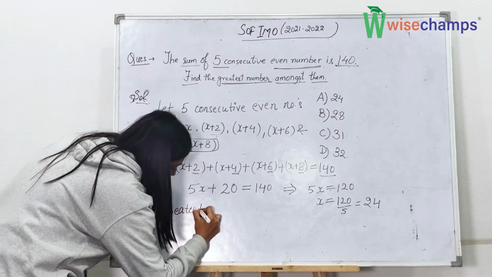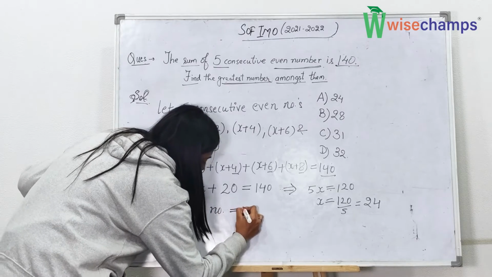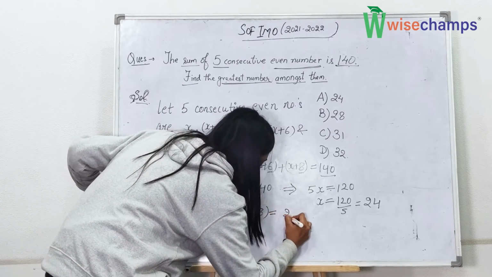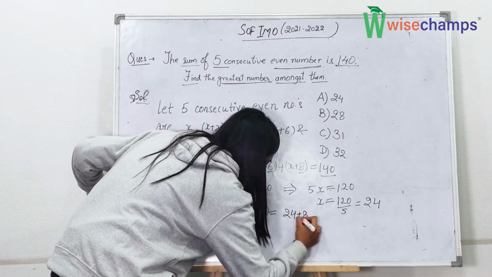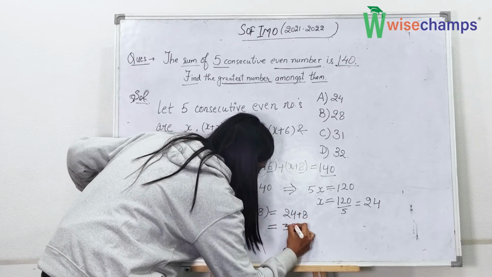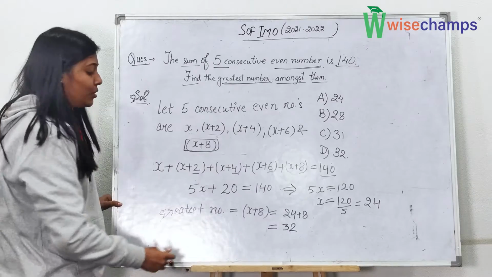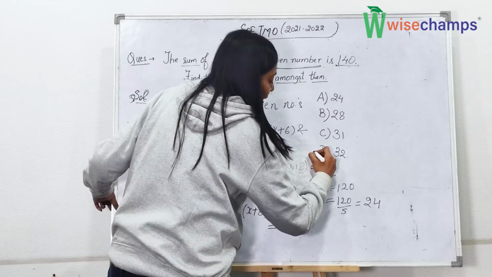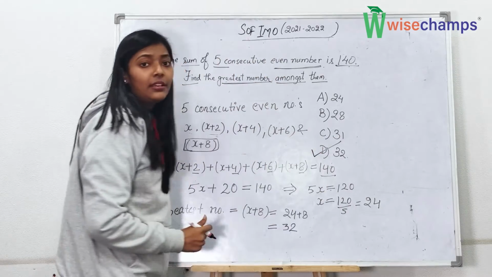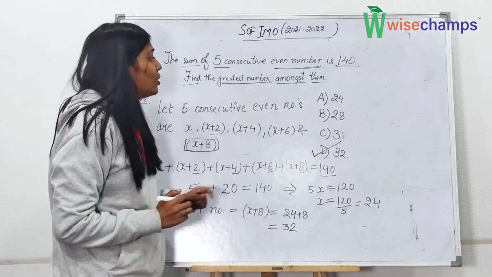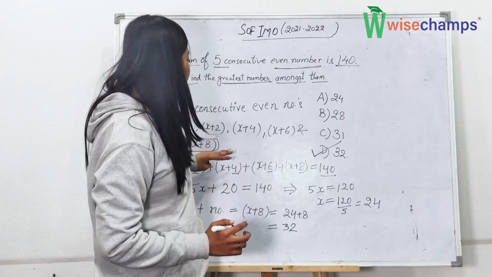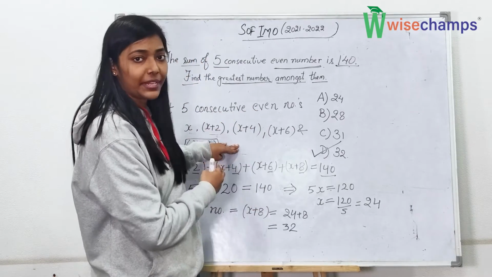So what would be the greatest number? Greatest number is equal to x plus 8, and after putting the value of x here, 24 plus 8, we will get 32. So the greatest number would be 32, which is in option D. So the option D is correct. Okay, so this is the solution for these kind of questions, and this is the approach for the respective questions.